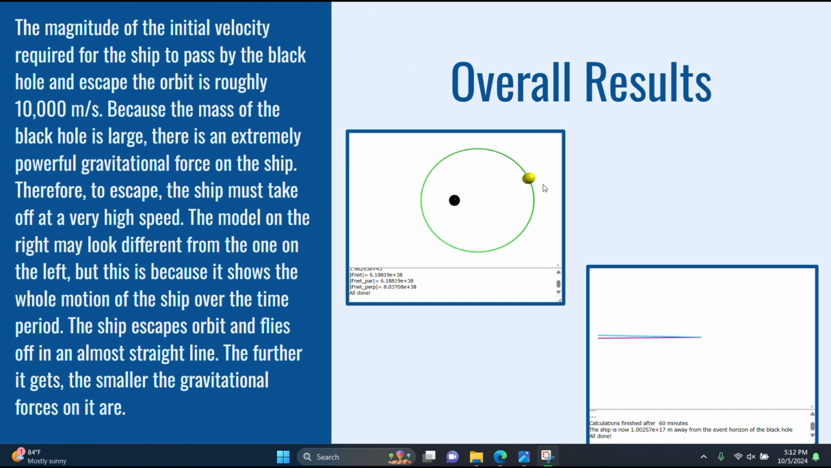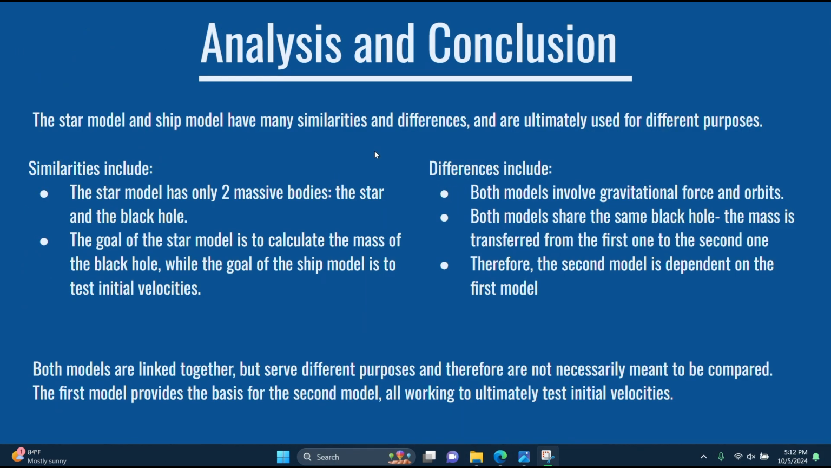Again, the initial velocity there, 10,000 meters per second, is just an estimate because I did have to manually test values. So there are a lot of similarities and differences between the first and second model, but generally the main idea is that the first model was used to create the second model, so they aren't really necessarily meant to be compared. They do share a lot of data, but the second model is just fundamentally different from the first.